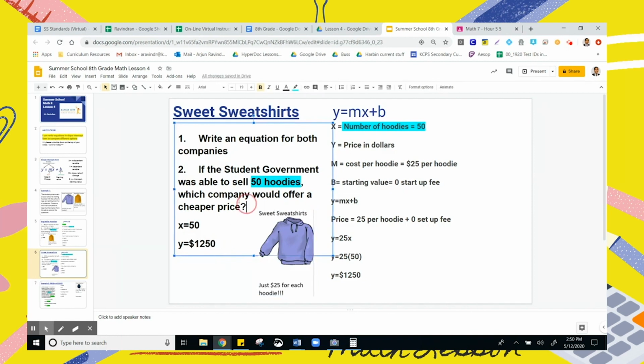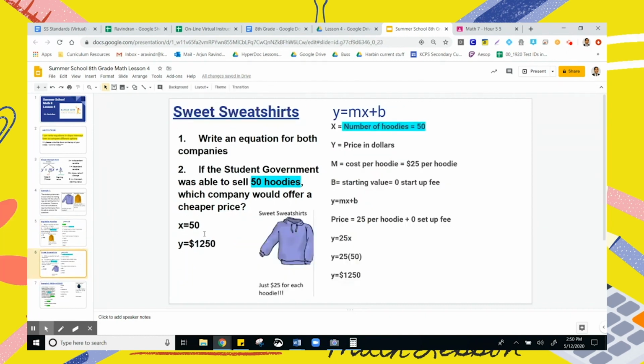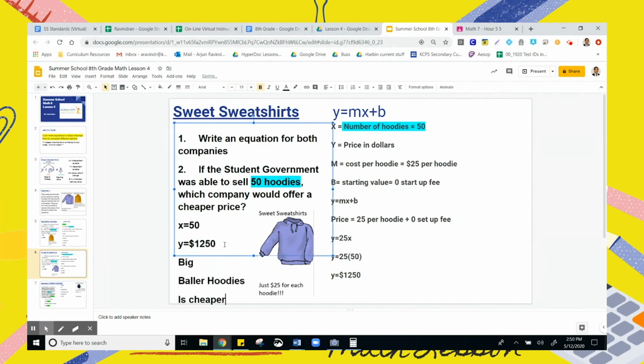So, who's cheaper? Big Baller charges $8.25. Sweet Sweatshirts charges $12.50. So we should write Big Baller hoodies is cheaper. Great.